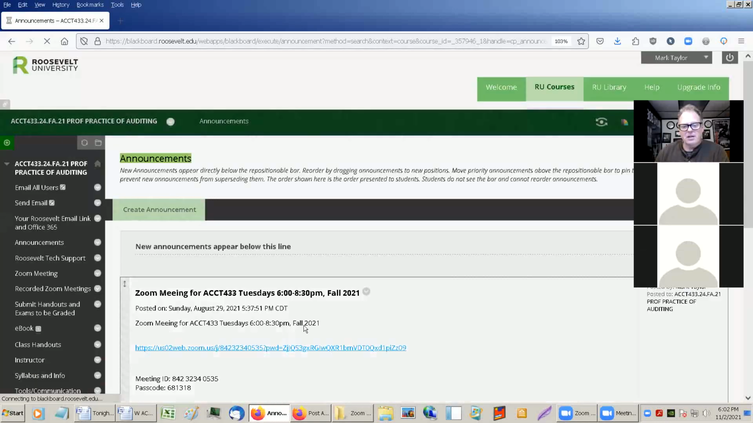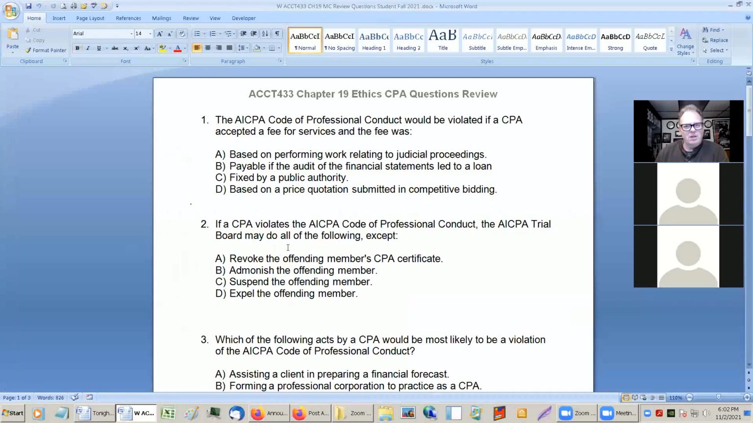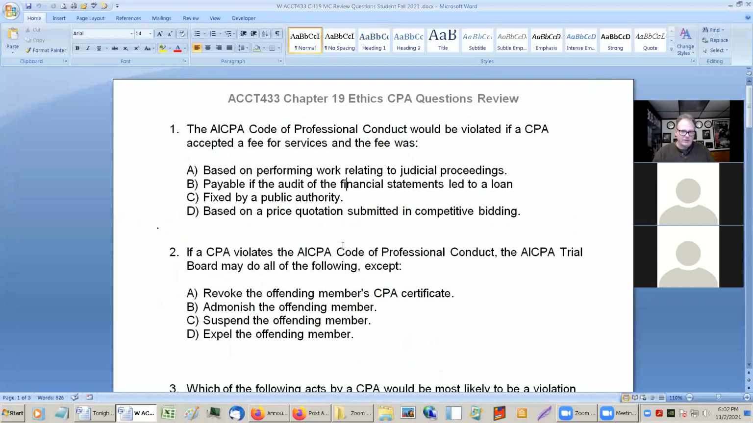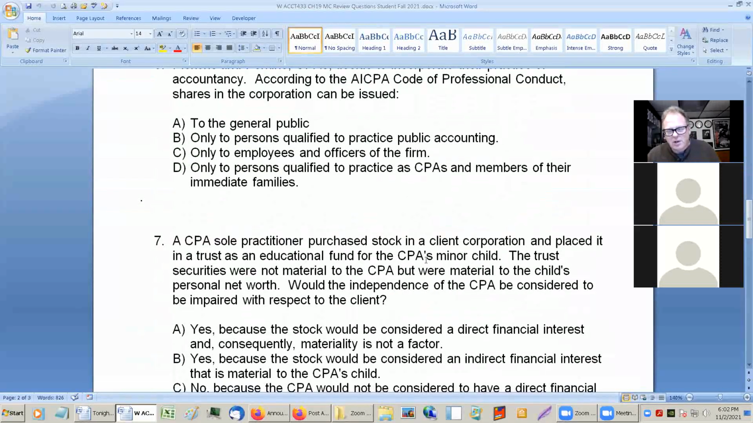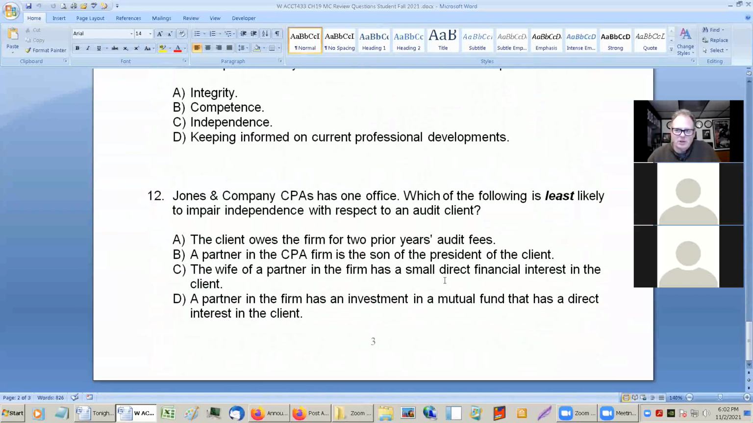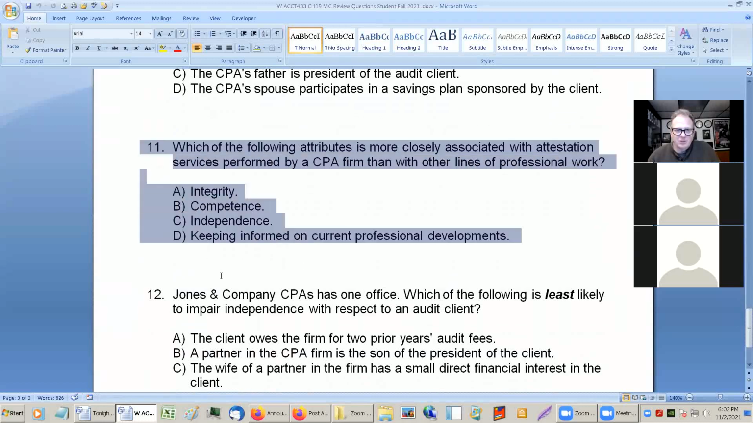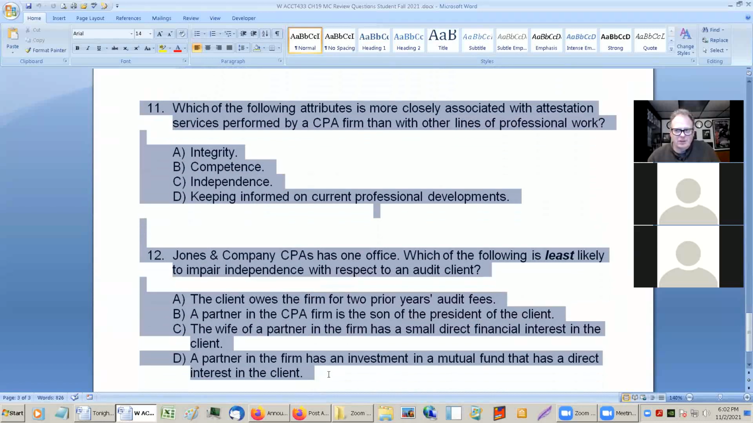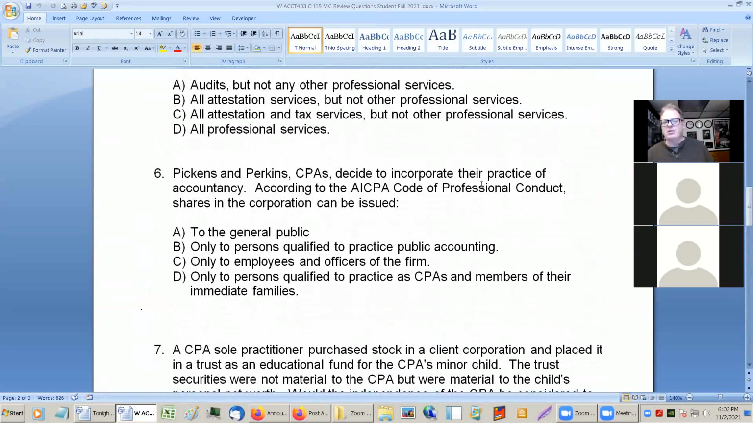All right, so let's go to multiple choice CPA questions. Now, here's the funny thing about this. There's 12 of them. So I'm going to have to give you guys 2 polls. One poll for 1 through 10, then another poll that will say 11 through 20, but you only need the first 2. So 11 and 12, and whatever goes on the other ones. So there'll be 2 polls coming in.